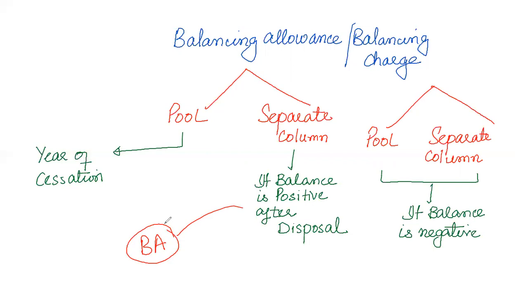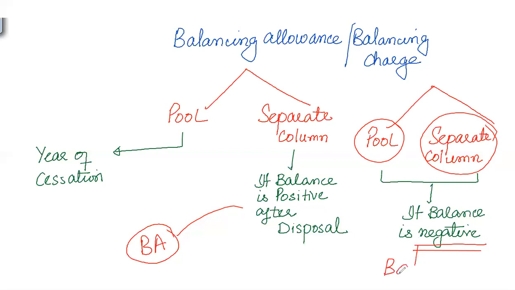But if after deduction of any disposal proceeds, the balance becomes negative, whether it is a part of a pool or a separate column item, the rule is the same for both: after disposal, if there is a negative balance, then this negative balance is to be treated as a balancing charge, a negative capital allowance. So a balancing allowance is a positive capital allowance figure, and a balancing charge is a negative capital allowance figure.